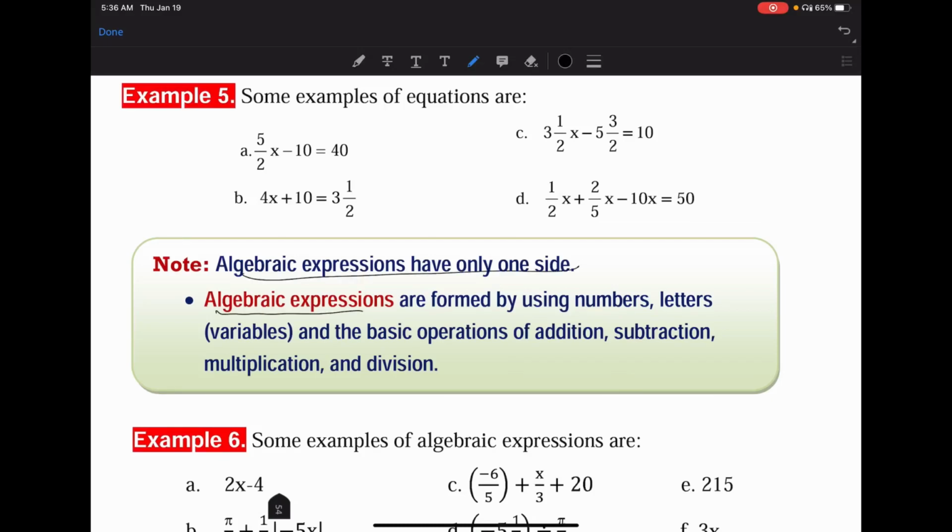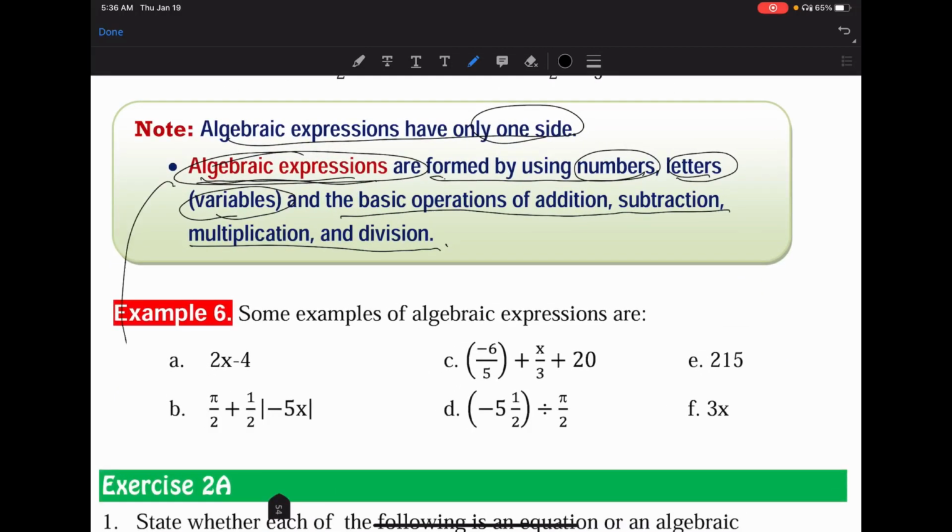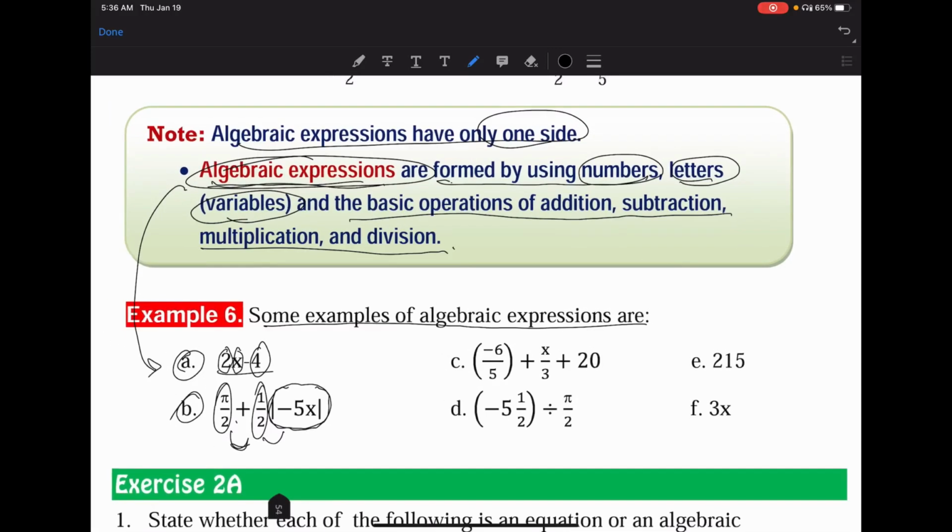Algebraic expressions have only one side. Algebraic expressions are formed by using numbers, constants, letters or variables, and the basic operations of addition, subtraction, multiplication and division. Some examples of algebraic expressions: A is 2x minus 4. 2 is a number, x is a variable, minus is subtraction, and 4 is also a number. B: we can even have an absolute value inside an algebraic expression, very important. We also have numbers, products of numbers, and addition, so this is also an algebraic expression. C is also an algebraic expression.